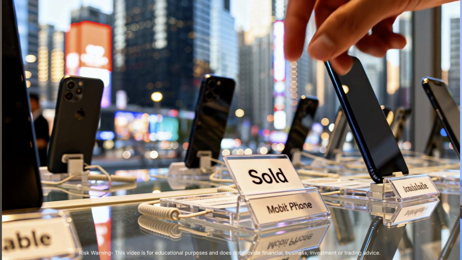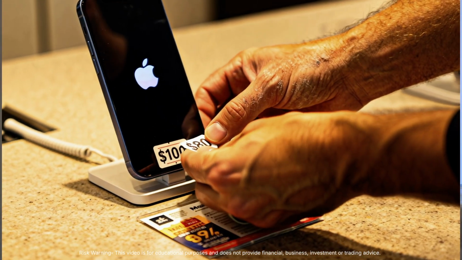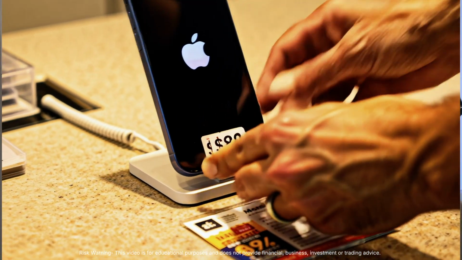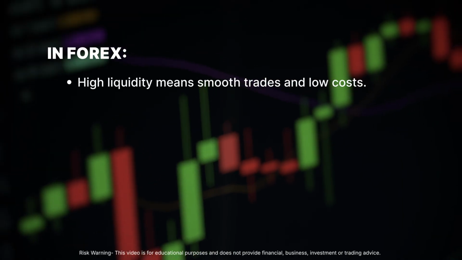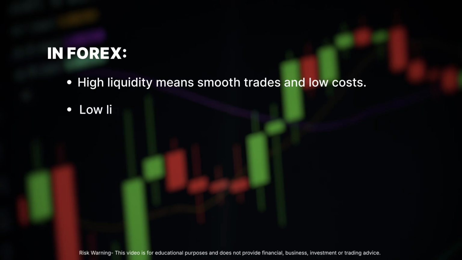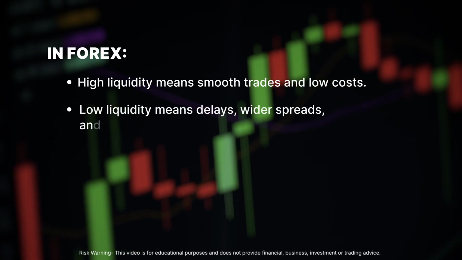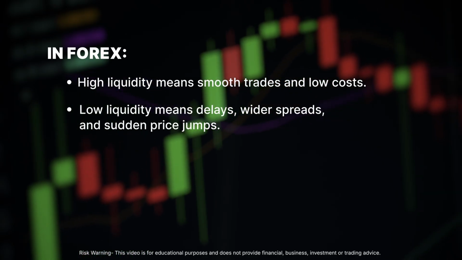Another very important thing is liquidity. Think about selling a phone. In a big city, you might sell it very fast, in a matter of a day or two. But if you're in a small town, it might take days, weeks, or even months. That is liquidity. Translated to Forex, high liquidity means smooth trades and low costs. Low liquidity, on the other hand, means delays, wider spreads, and sudden price jumps. And this is exactly why Forex pairs are categorized into major, minor, and exotic pairs.